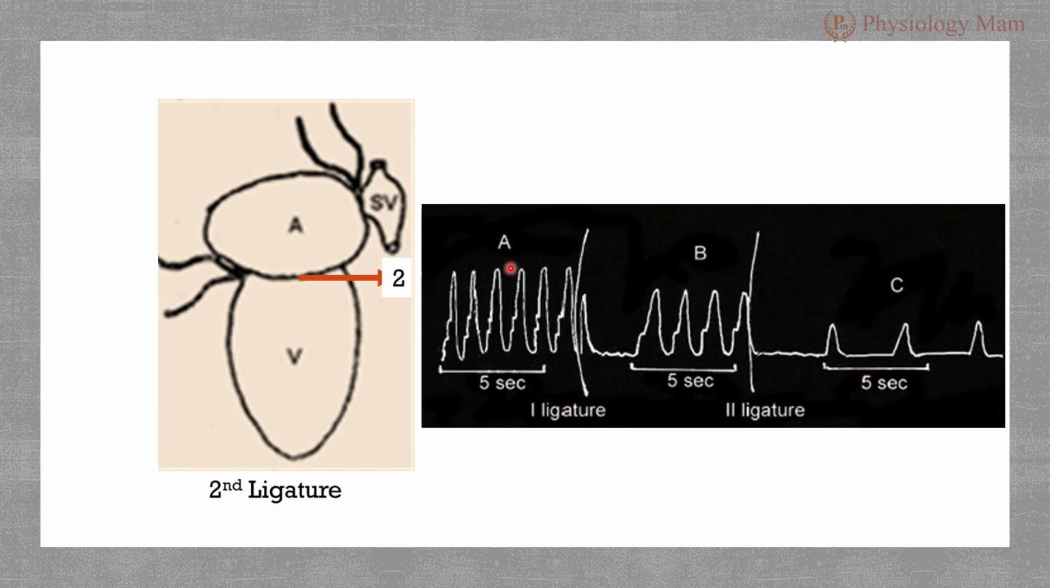So looking at this A, B and C, what we know is that in A, for 5 seconds, we get around 6 heartbeats. After the application of the first ligature, we get the heart rate to be 4 beats, but after the second ligature, for the same period of time, we are getting 3 heartbeats.